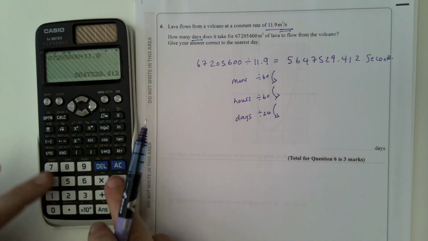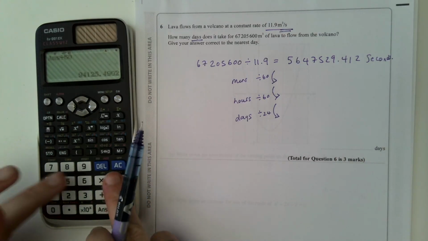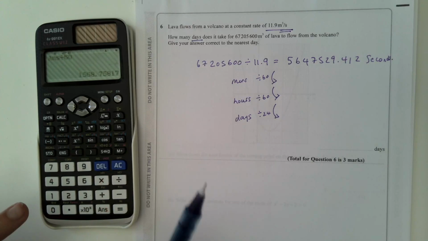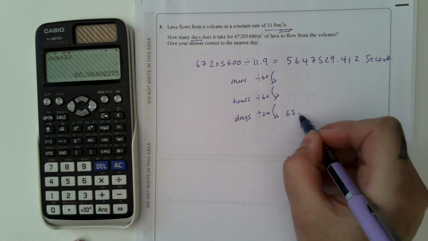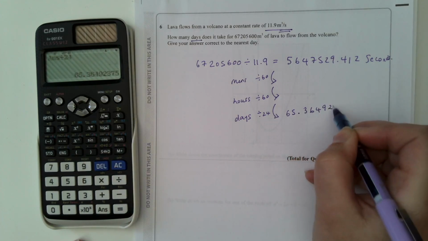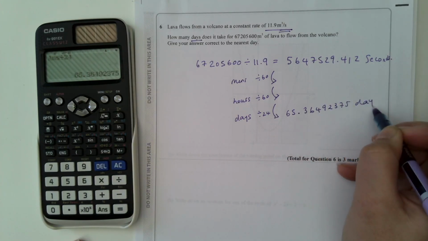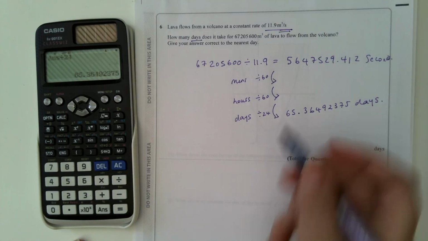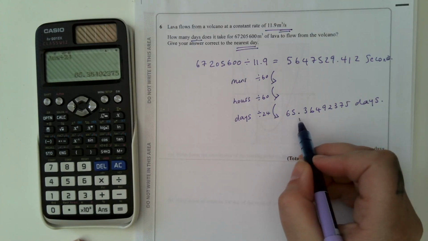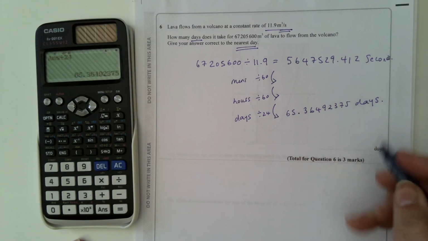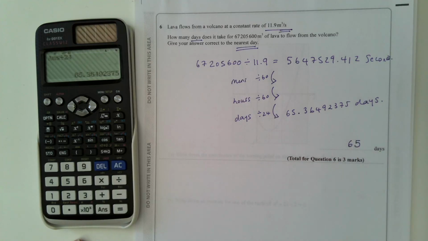So this answer divided by 60, divided by 60 again, and then divided by 24 tells us that it's 65.36492375 days. We want our answer correct to the nearest day, so this to the nearest day would be 65 days, because that 0.3 is less than 5. So we're going to keep it at 65. We're not going to round it up.